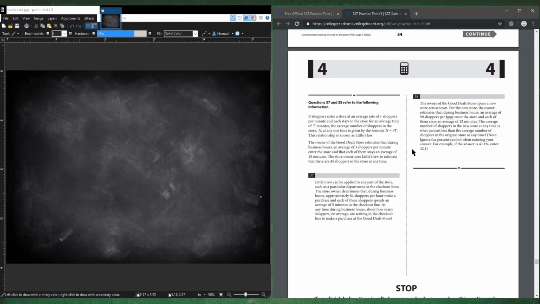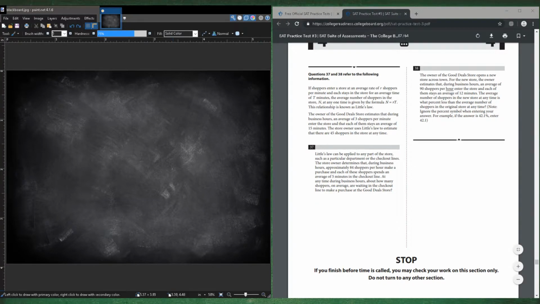37 and 38 refer to the following. If a shopper enters a store at an average rate of r shoppers per minute and each stays in the store for an average time of t minutes, the average number of shoppers in the store, n, at any time is given by the formula n is equal to rt. This relationship is known as Little's law. The owner of Good Deals stores estimates that during business hours, an average of 3 people per minute enter the store, and each of them stays an average of 45 minutes. This store uses Little's law to estimate that there are 45 shoppers in the store at any time.